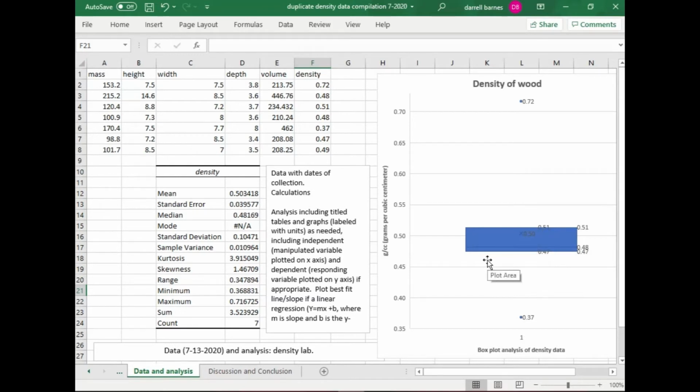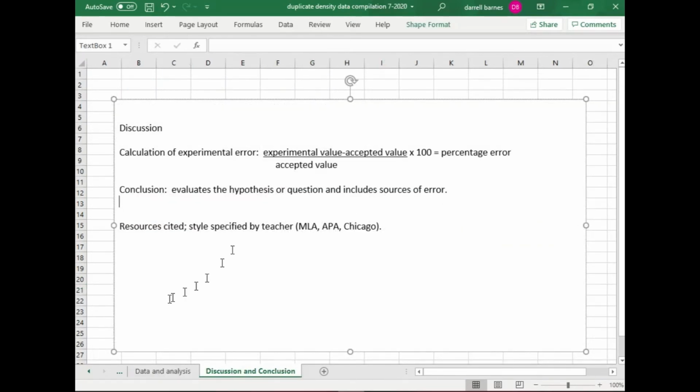That's less than half, or that is half of 1, isn't it? It's less than 1. It's exactly half of 1. So this is evidence that wood would float in the water. It is less dense than water. So let's go over and make a comment about this discussion.